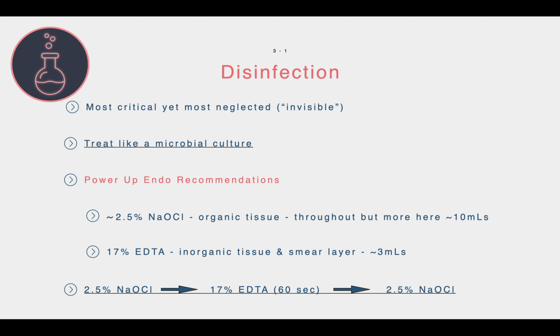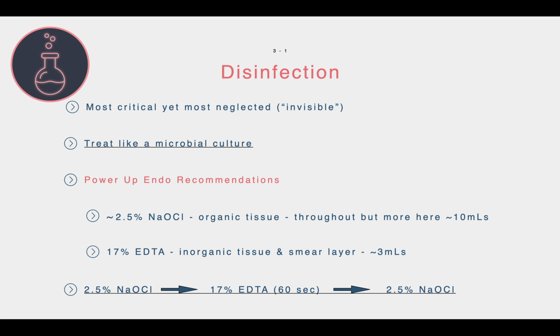Once the 60 seconds has passed, you can aspirate out by drawing it up with the syringe, your 17% EDTA. What that's going to do is remove the smear layer internally and unclog the dentinal tubules inside the root canal system. And then your sodium hypochlorite as your final rinse is going to penetrate into those unclogged tubules and disinfect even further than what you did thus far.